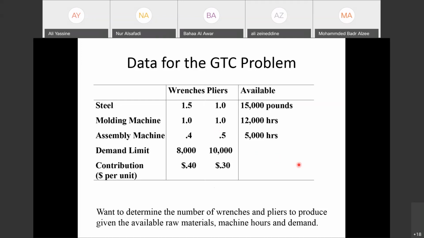And the problem here says that there's a company that produces 2 types of. Well, before, let me stop for a second and ask.